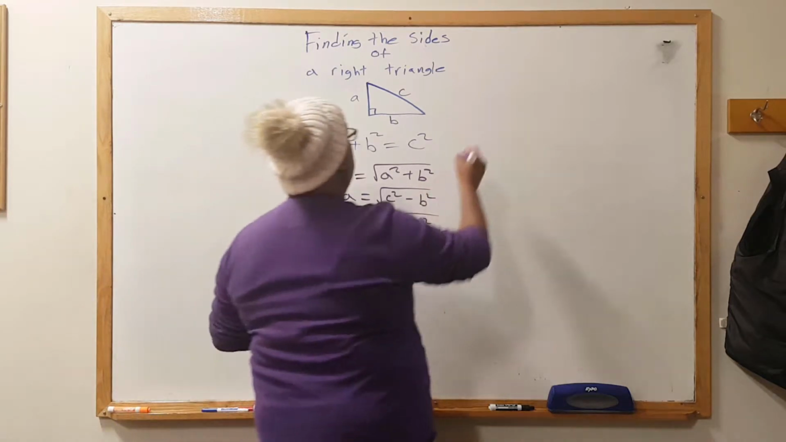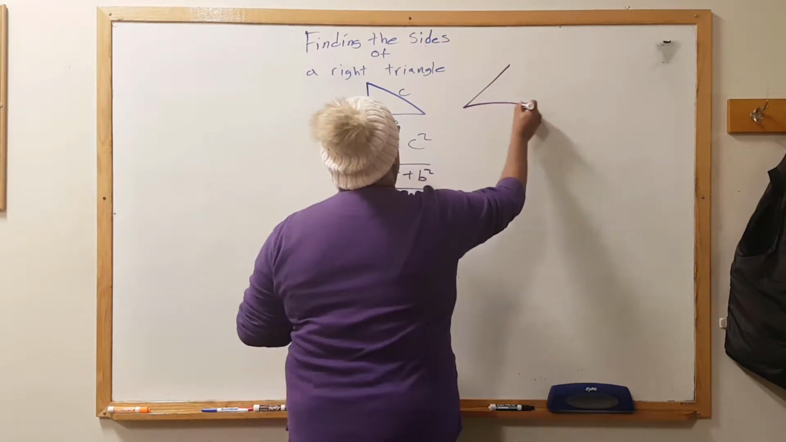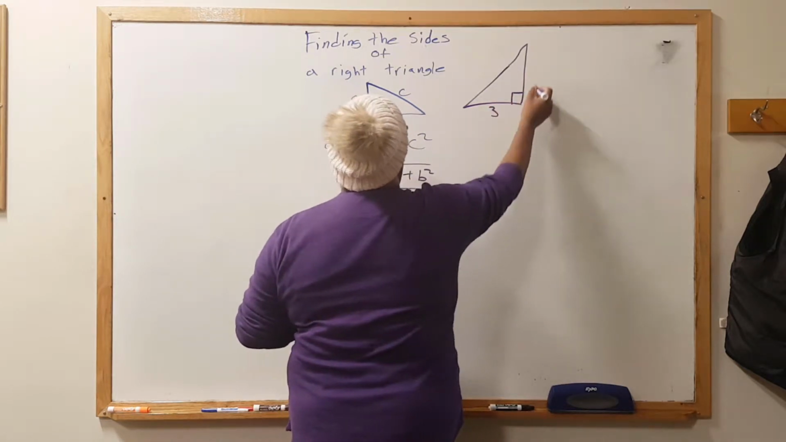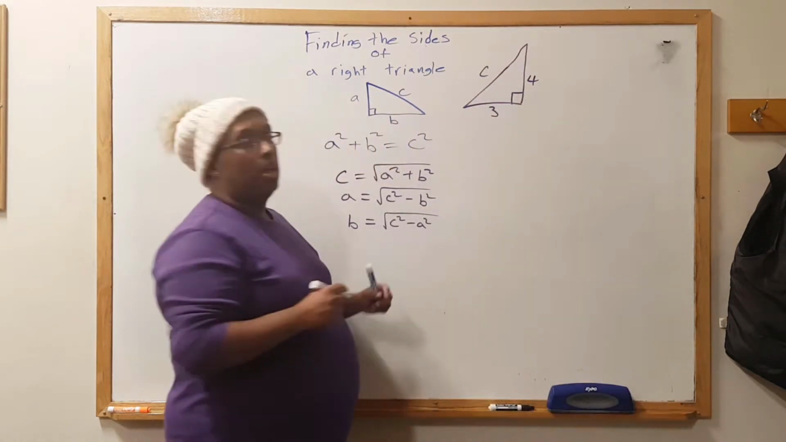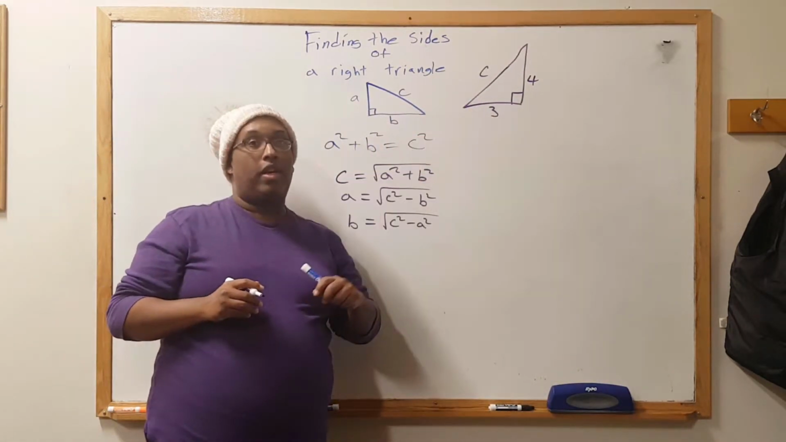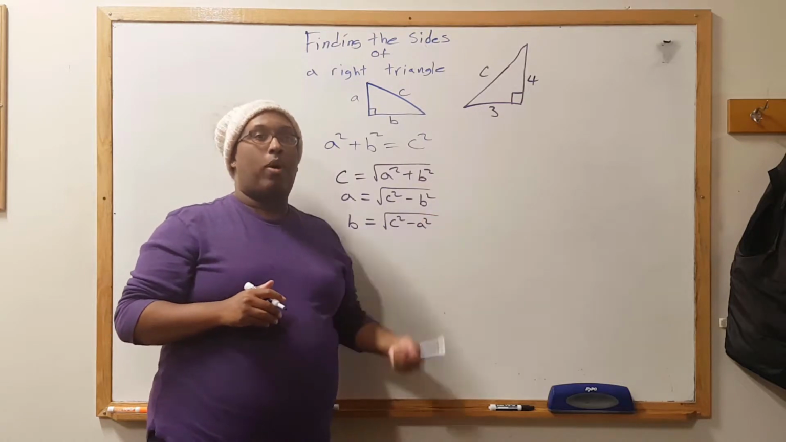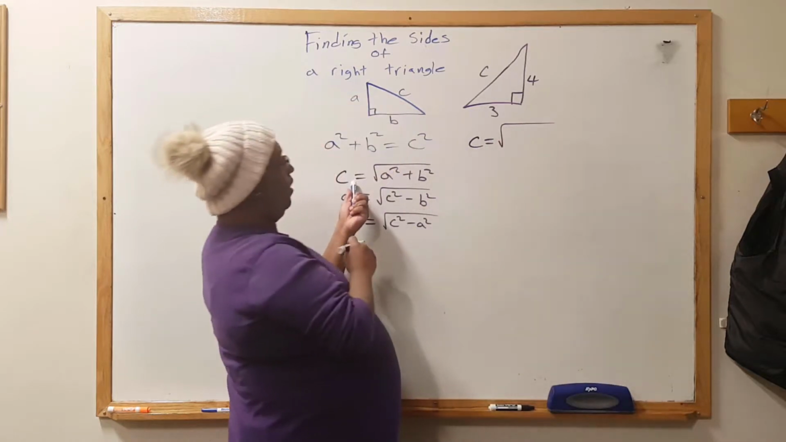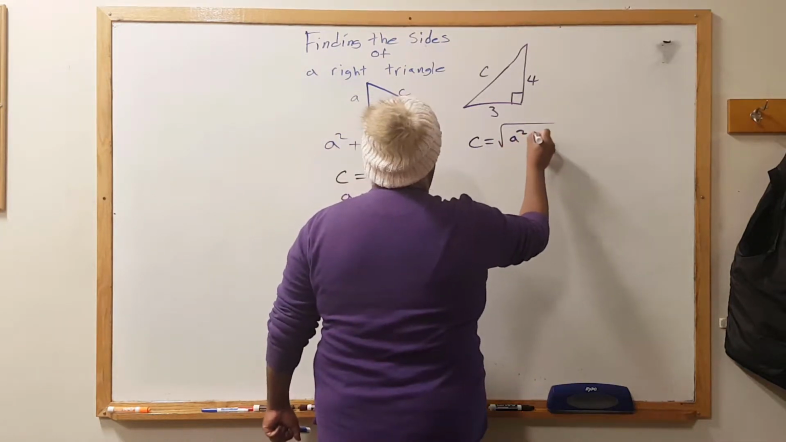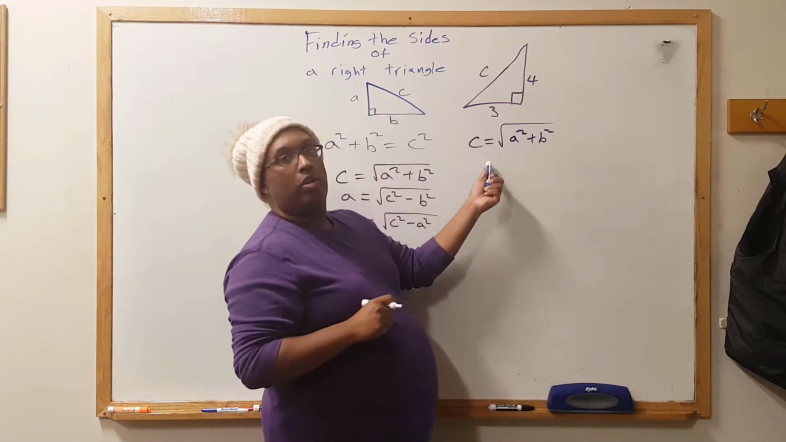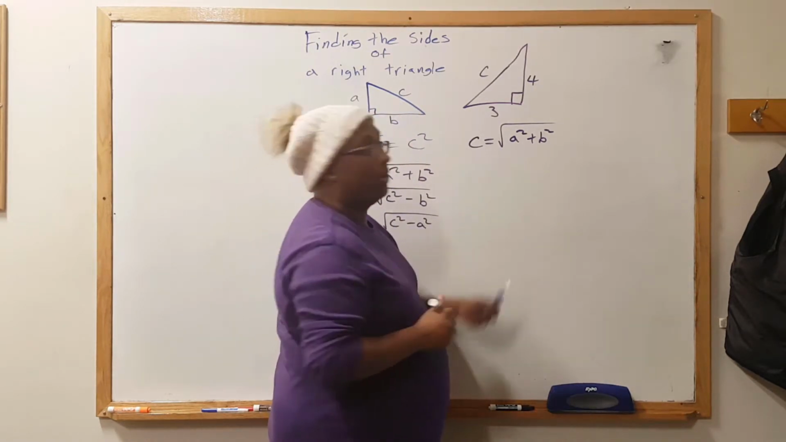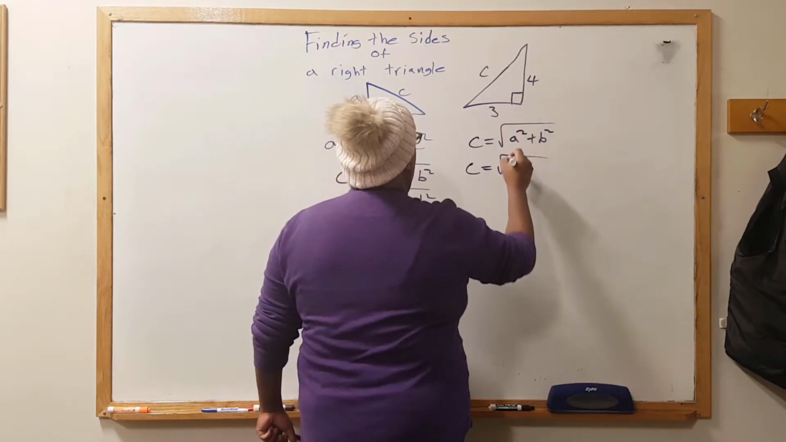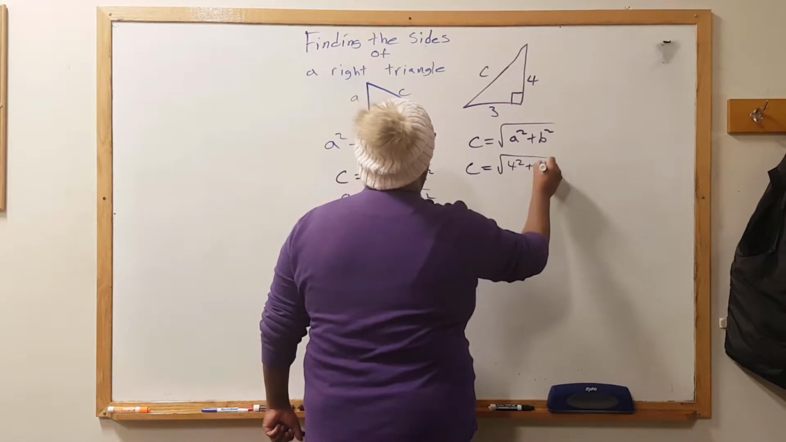Given the problem, right angle, let's call this 3, let's call this 4, let's call this C. We're trying to find C, which I said would always represent the hypotenuse. So C equals square root, we have our C formula right here, A squared plus B squared. Always important to write down the formula you're going to use and then use it. So C equals square root 4 squared plus 3 squared.